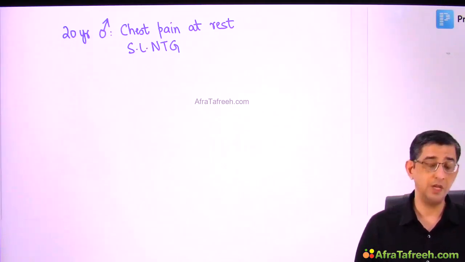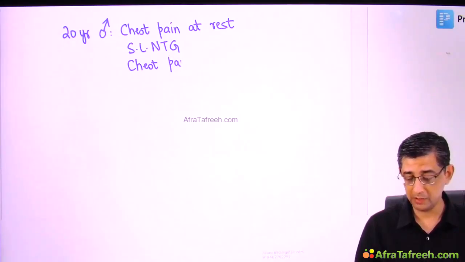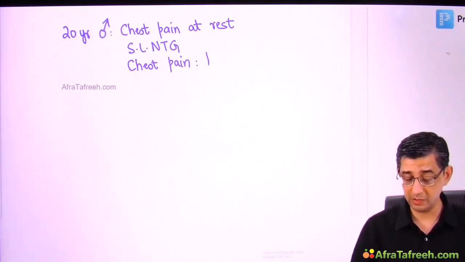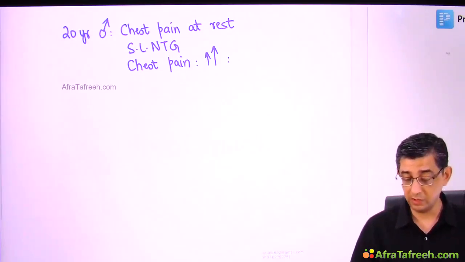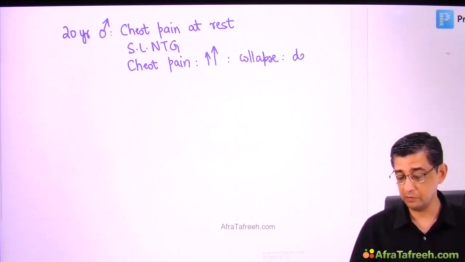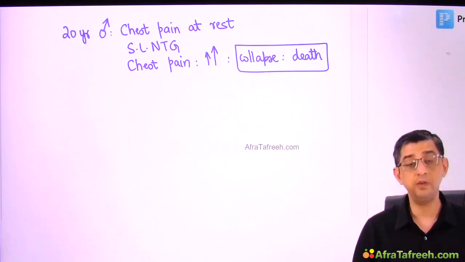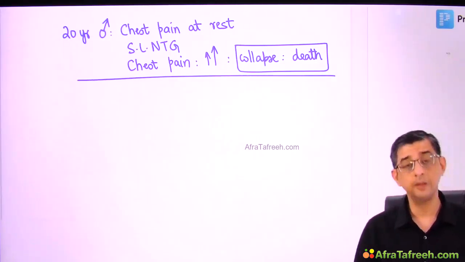The moment I gave sublingual nitroglycerin to this patient, I anticipated that after a couple of minutes, the chest pain of this person will improve. Unfortunately, the chest pain started worsening, and there's also possibility that this person can even collapse. The BP might become unrecordable, and the patient might even die also. Though this is something which is relatively rare, it is distinctly a possibility. So we need to understand what went wrong.